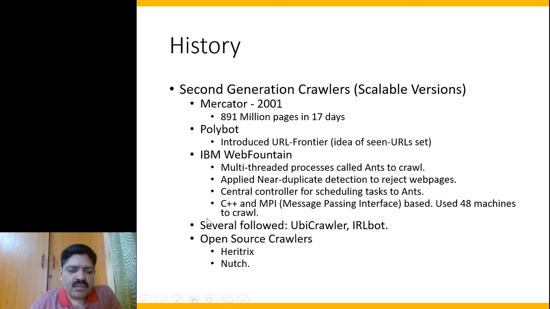They also introduced the idea of near duplicate detection to reject web pages which were very similar. And they had several other interesting ideas like a central controller for scheduling the tasks to ants. They used C++ and MPI, and used about 48 machines to crawl. And then we had a series of scalable crawlers, the UbiCrawler, IRLbot, and so on. And we also had a few interesting open source crawlers. So now you could use Heritrix and Nutch. These are very active projects, using which you could write a crawler yourself.